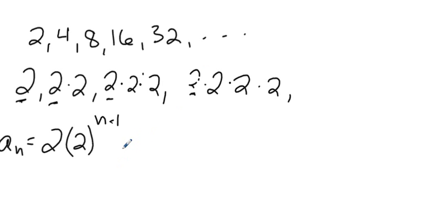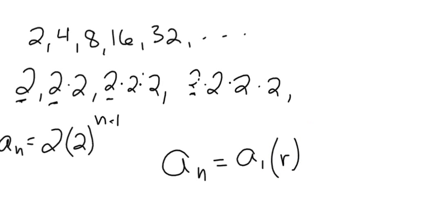What would the function look like for any geometric sequence? Well, a sub n would be equal to your a sub 1 value times your common ratio, we'll call r, raised to the power n minus 1.